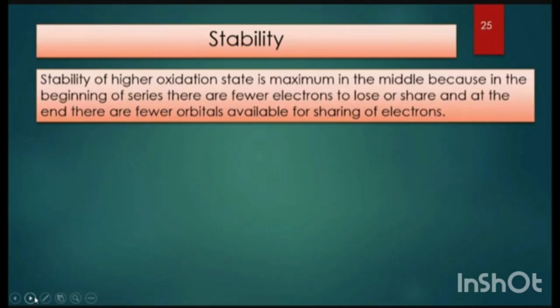In the case of scandium, only 3 electrons were available. That is why its oxidation state was only +3. So in the beginning, from scandium to manganese, fewer electrons are available for bond formation, and after manganese again there are fewer orbitals available for sharing of electrons. That is why the stability is at its maximum only when it comes to manganese.